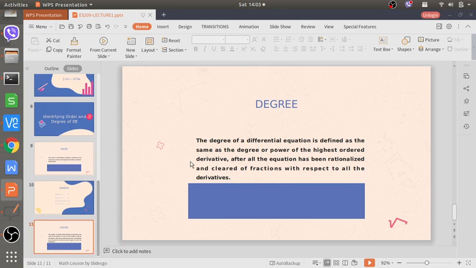So, let's proceed with the degree definition. So, ang degree definition, the degree of a differential equation, or DE, is defined as the same as the degree of or power of the highest ordered derivative, after all, the equation has been rationalized and cleared of fractions with respect to all derivatives.